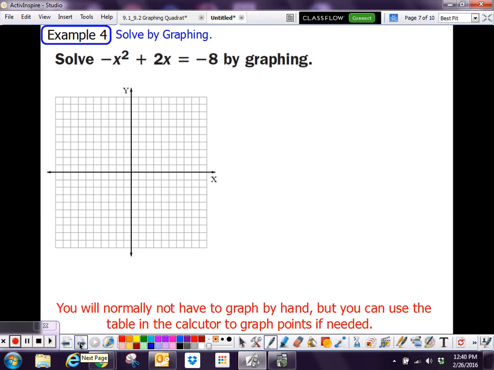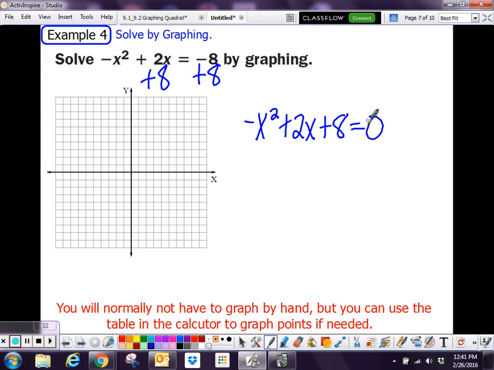All right, so here we go. It says to solve by graphing. That means it wants us to get the solutions. So I have -x squared plus 2x equals -8. Remember, on last unit, when we wanted to factor, we had to get it set equal to 0. It's the same thing here. To type it into your y equals, we have to get it set equal to 0. So I'm going to add that 8 to both sides. So I have -x squared plus 2x plus 8 is equal to 0.